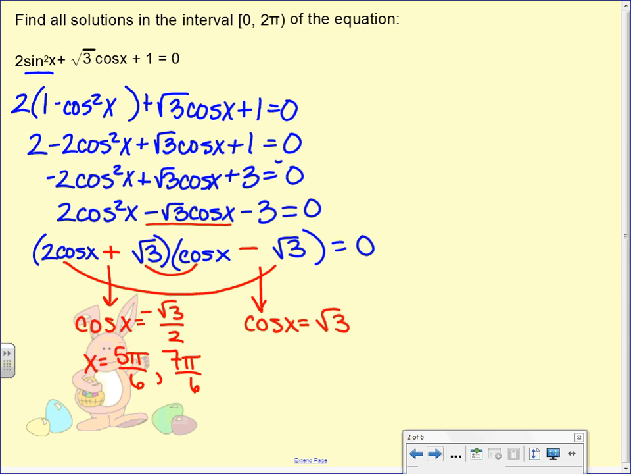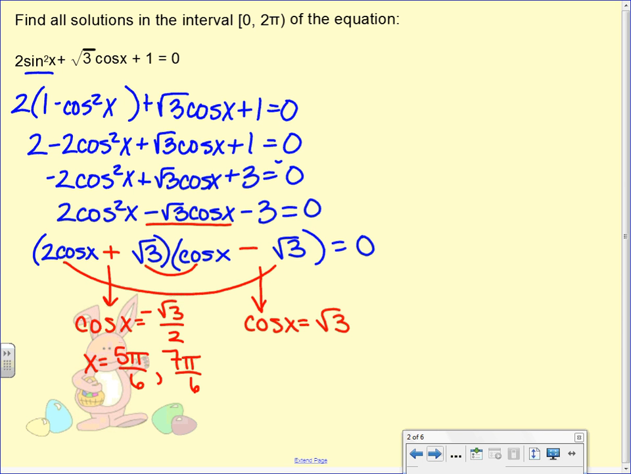Where does cosine equal rad 3? Does that happen on your unit circle? No. So next question, is it possible for cosine to equal rad 3? Because we saw ones yesterday like 0.7. 0.7 was possible, we solved it with our calculator. Is rad 3 possible? No, because it's bigger than 1.